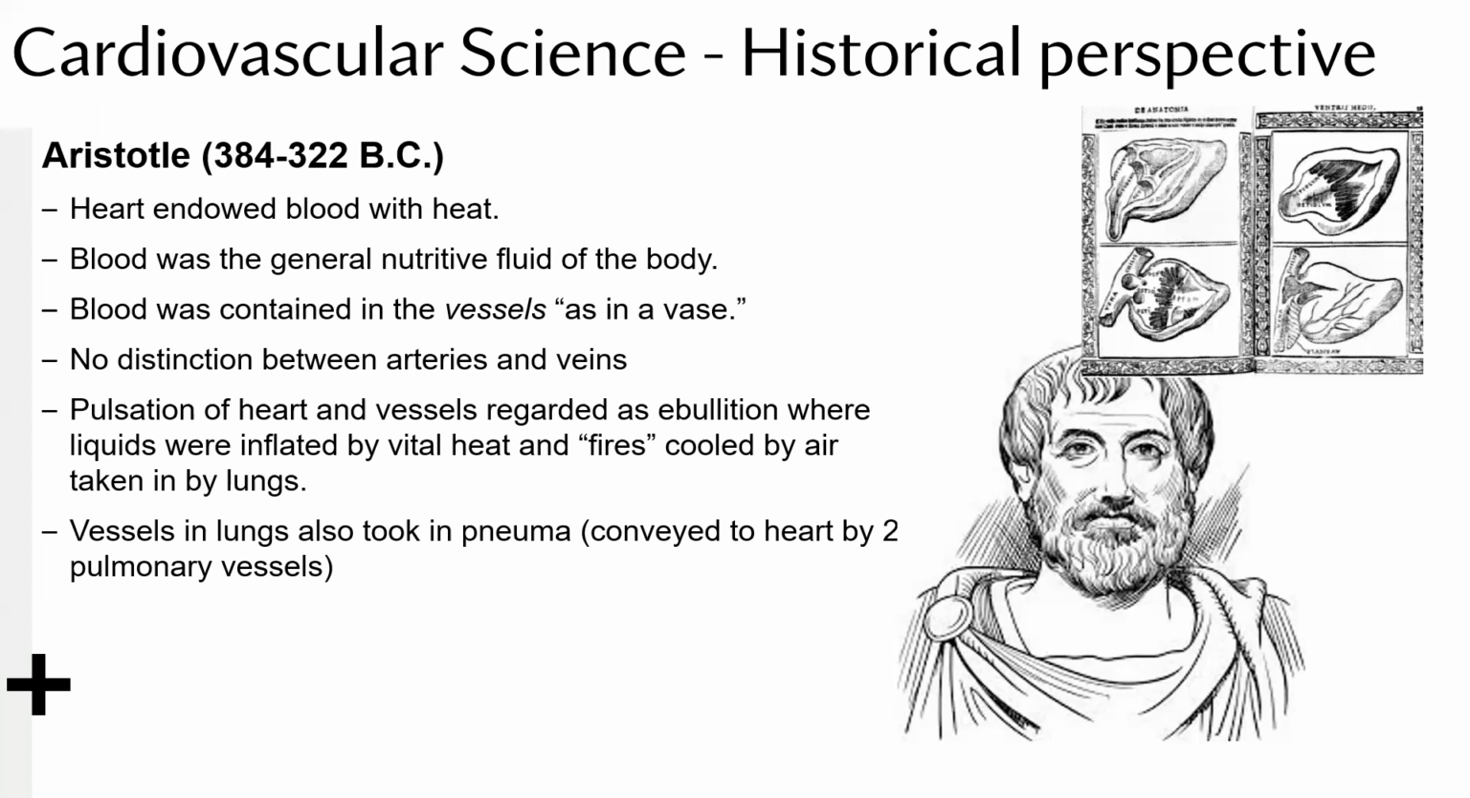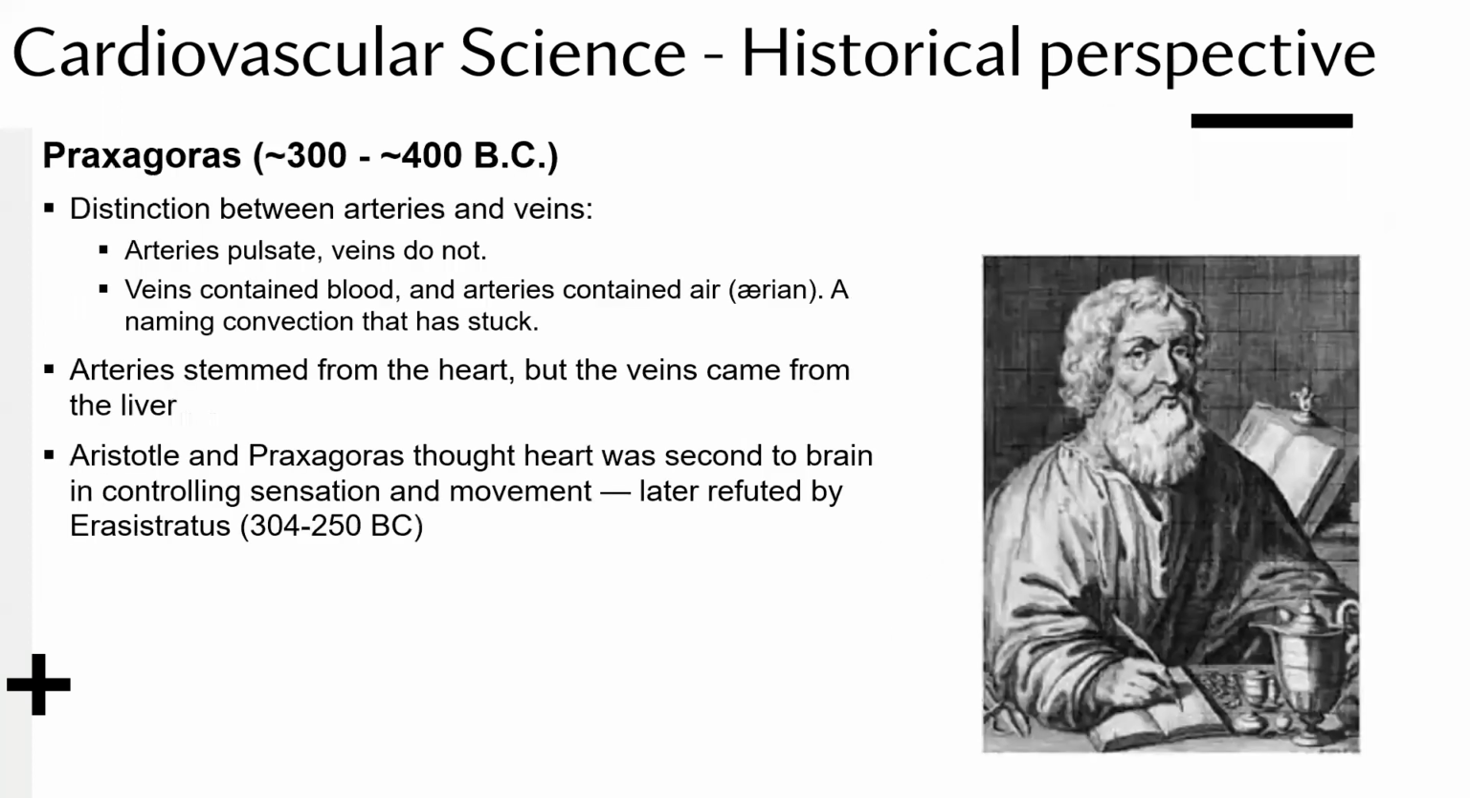Very basic understanding, but still based on the observations that they had back then, until Praxagoras actually improved it a little bit. He understood that the arteries and veins have a distinction. Arteries pulse, but veins do not. And he believed that arteries contain the air, whereas veins contain the blood. And that's interesting, that this naming has actually remained the same until now. So we have arteries, meaning the channels that are full of air, still here up to the present day.